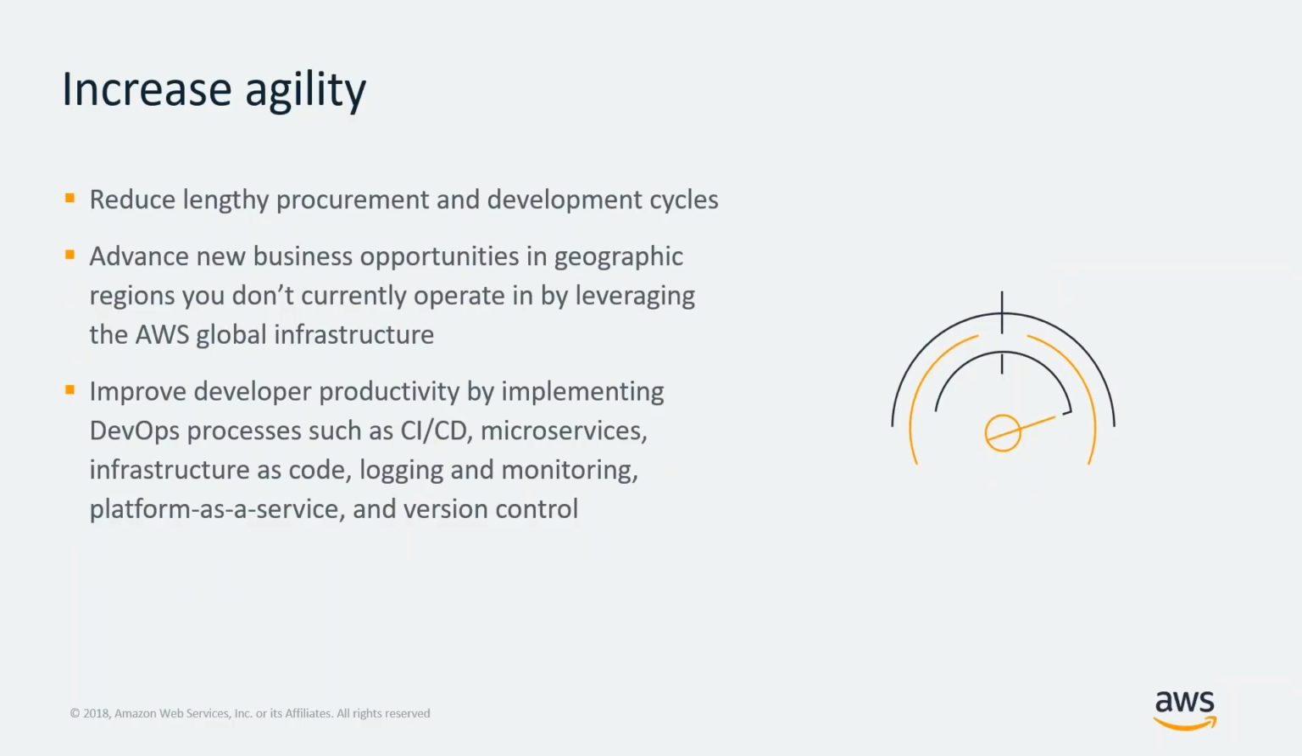What about agility? Well, I talked about reducing lengthy procurement and development cycles. Now you're able to innovate. You're able to get any of your ideas out there, test them out, get them up and running, see if they work or not. And what does that do? That creates disruption within the market, and all that allows you to disrupt.